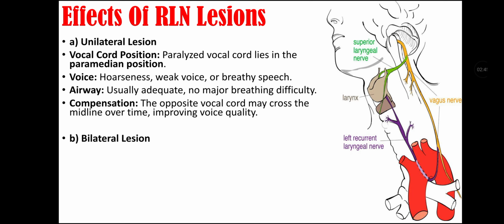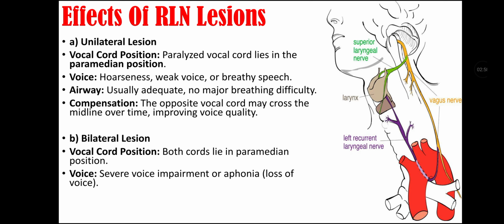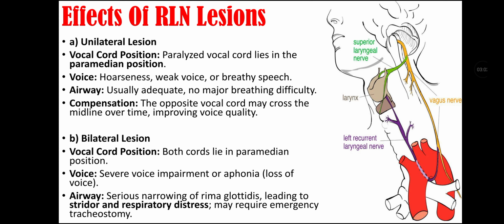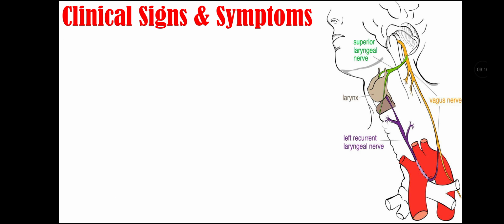But when there is bilateral recurrent laryngeal nerve lesion, it can cause vocal cord position that both vocal cords lie in the paramedian position. The voice is severely impaired, or aphonia, that is loss of voice, may happen. There is serious narrowing of the rima glottidis that leads to stridor and respiratory distress that may require emergency tracheostomy.